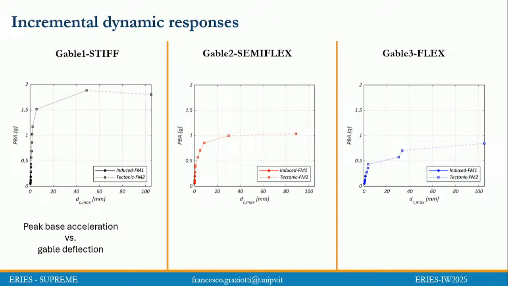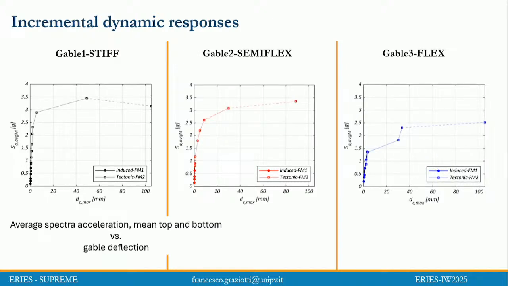Okay, things are going better if we consider, at least for the two gables that were subjected to an in-phase motion, as an input not only the bottom acceleration, but a sort of average spectral acceleration, doing the mean of the top and bottom table. You may see that, for example, the two curves are very similar.